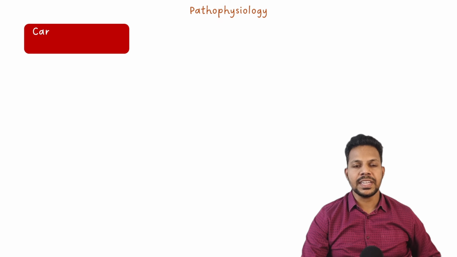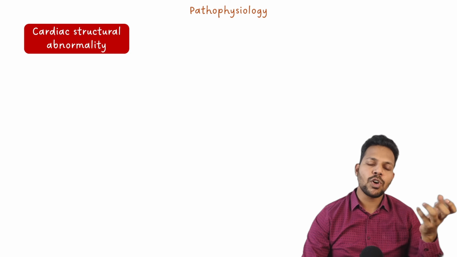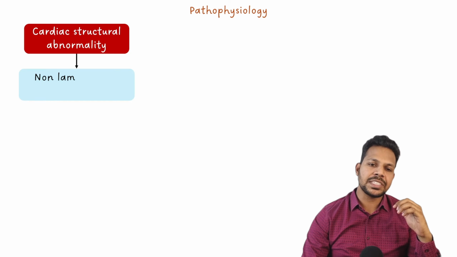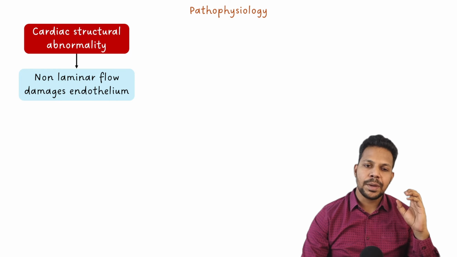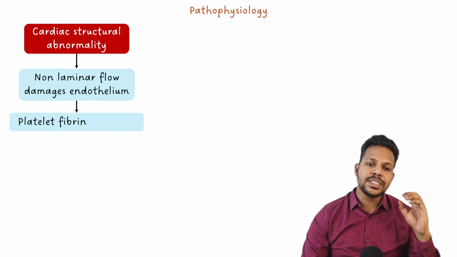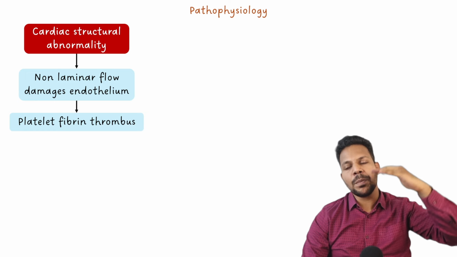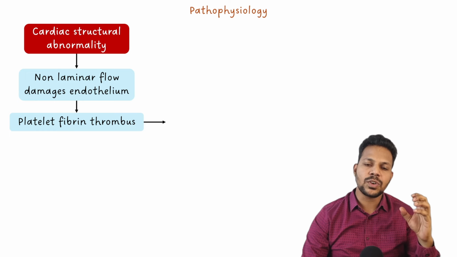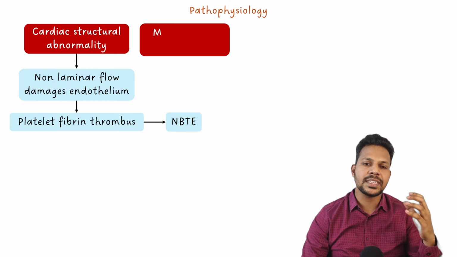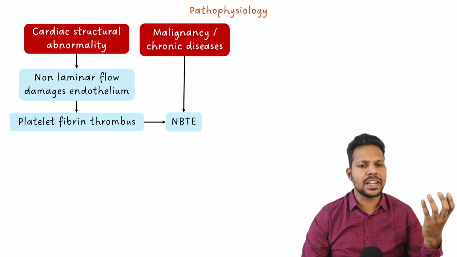Now let's look at the pathophysiology of infective endocarditis. When there is a primary cardiac structural abnormality resulting in a non-laminar or turbulent flow of blood inside the heart, endothelial damage happens. The disrupted endothelium results in the formation of a platelet fibrin thrombus. When this platelet fibrin thrombus forms over a valve, you call it a vegetation. At this stage, this is called non-bacterial thrombotic endocarditis. This NBTE can also form in certain diseases like malignancy or chronic diseases like SLE.